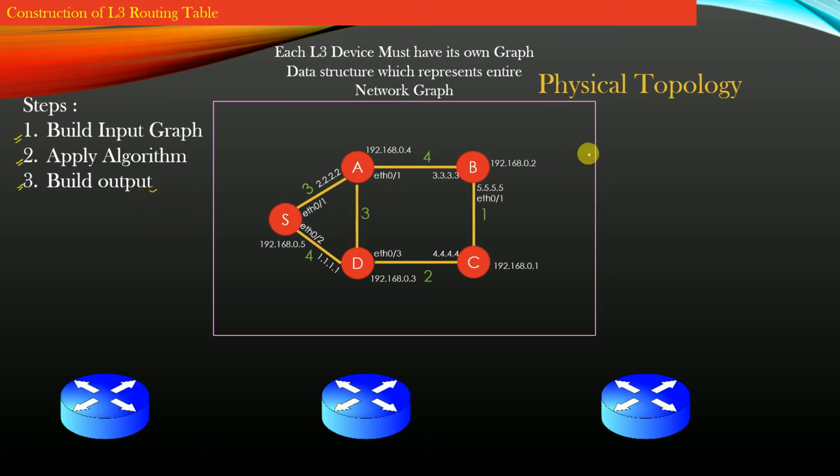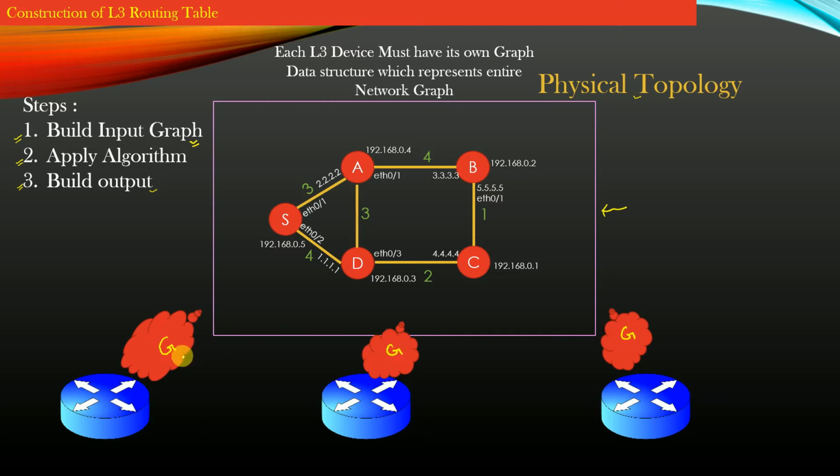So you can see in this diagram, suppose we have a physical network topology consisting of routing devices connected via links or wires. So this is a physical topology. Now the very first step is to build the input graph data structure. Each router present in this topology needs to build a graph data structure in its memory, and that particular graph represents this exact physical topology.